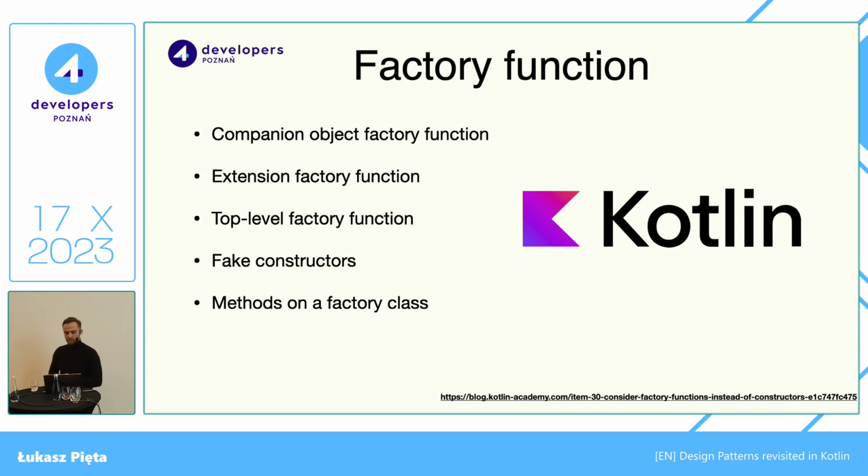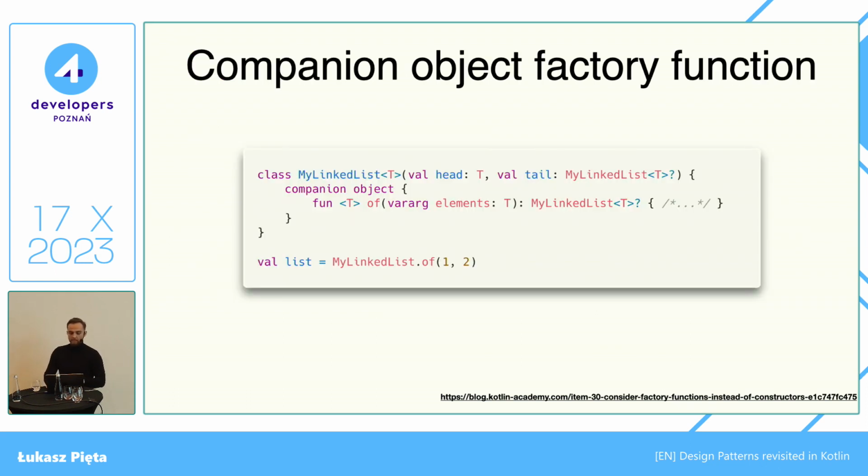So in Kotlin, we have plenty of options: companion object factory function, extension factory function, top-level factory function, fake constructors, and last but not least, methods on a factory class. So let's go through them. Companion object factory function. So basically, there's a companion object, and there's a factory function inside, and it's useful when you want to create factory functions like of, from, etc.